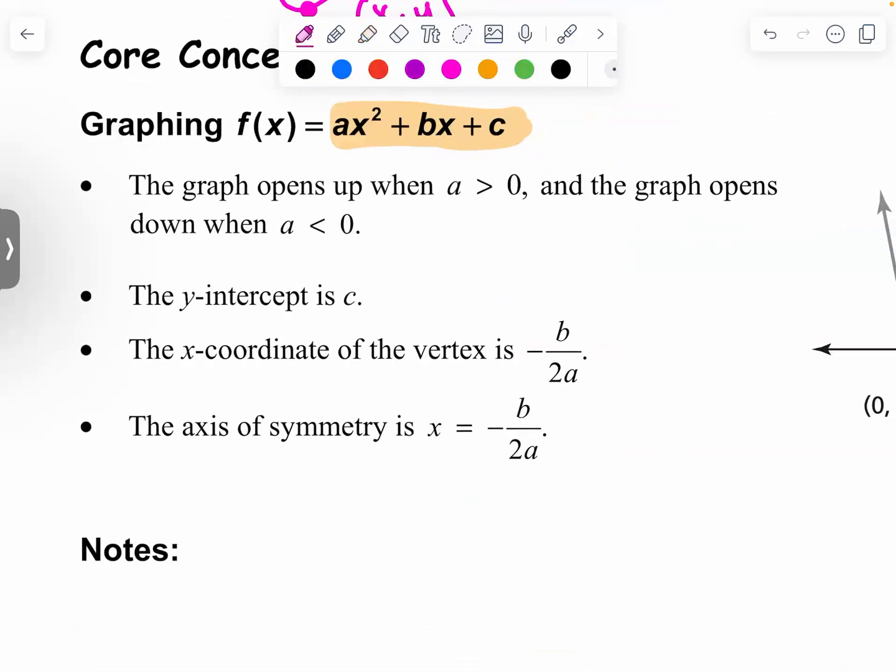So I want you to highlight this, circle it, whatever you need to do. The x coordinate of our vertex is negative b over 2a. No matter what our equation is, we can find the x coordinate of our vertex by taking negative b over 2a. End of story.